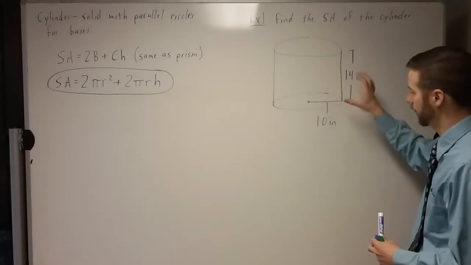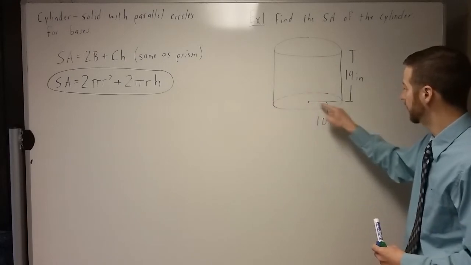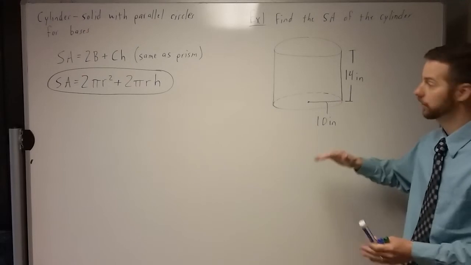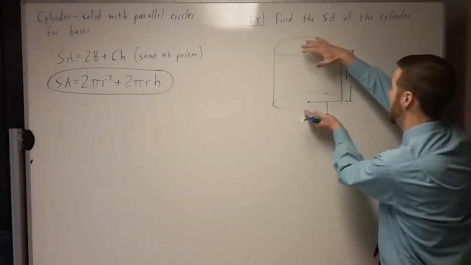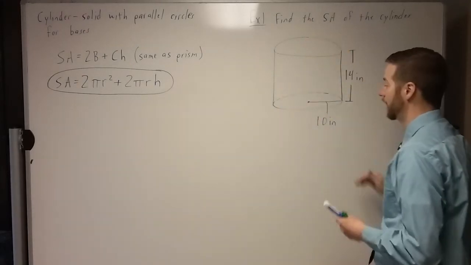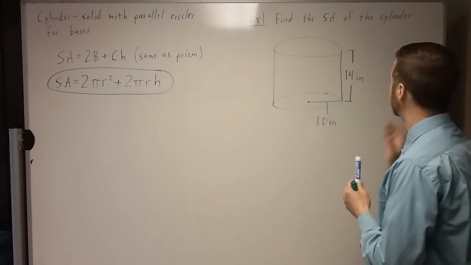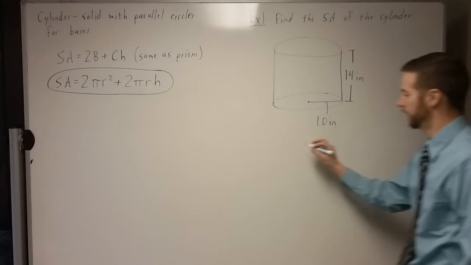So we've got a cylinder here where the radius is 10 inches, the height is 14 inches. Now again, height doesn't have to go up and down. If I just took this whole cylinder and set it on its side, then the height would actually be a horizontal distance. So let's see if we can find the surface area here.